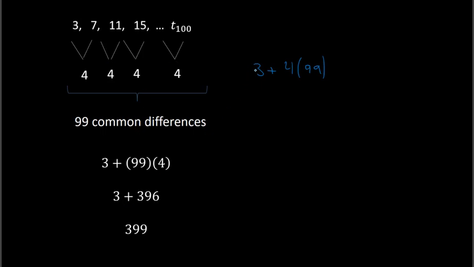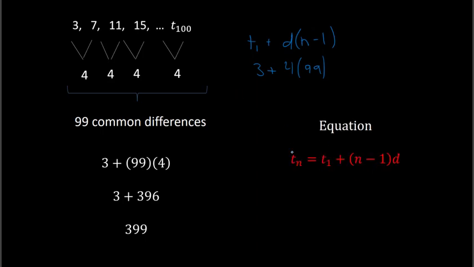We start with the first term, T1. Then we add the common difference, the 4. The common difference is letter d. And how many times do we do that? Whatever the term number is, we'll use letter n for term number, and we subtract 1 from that. So 100 minus 1 in this case was 99. That's my equation. I can use this to find any given term. I take T1, add the common difference times n minus 1.